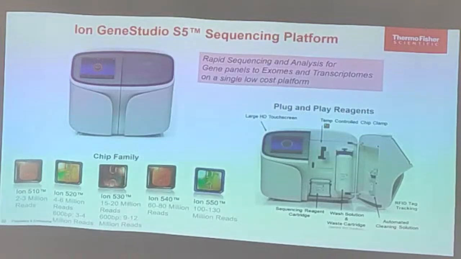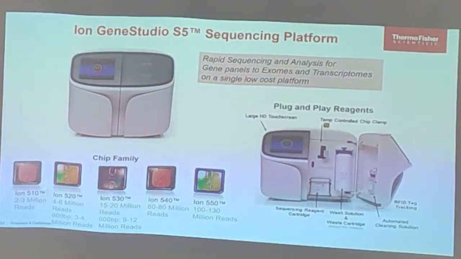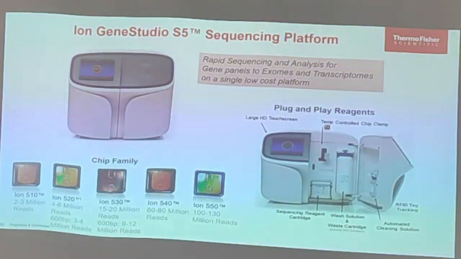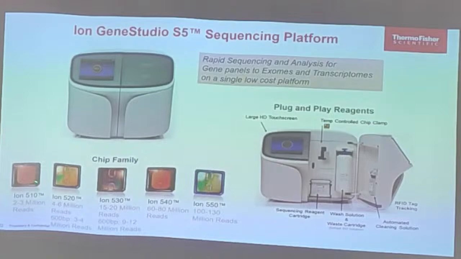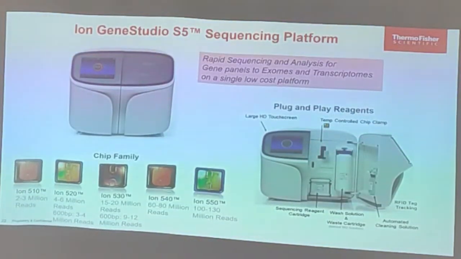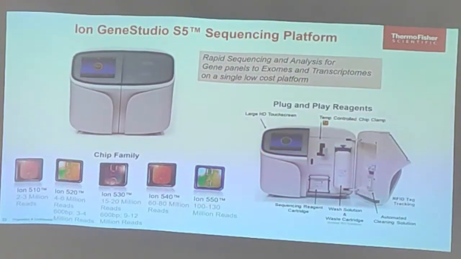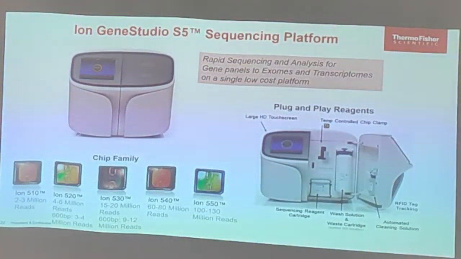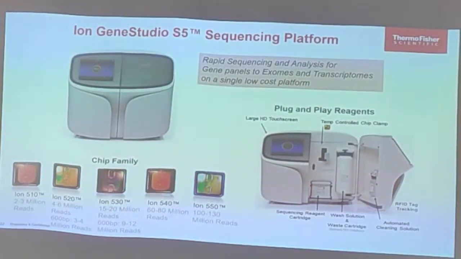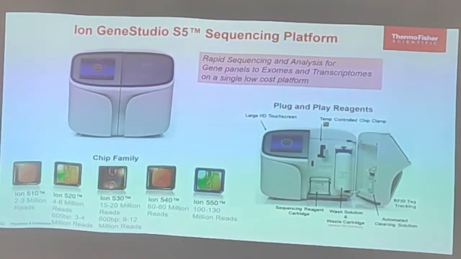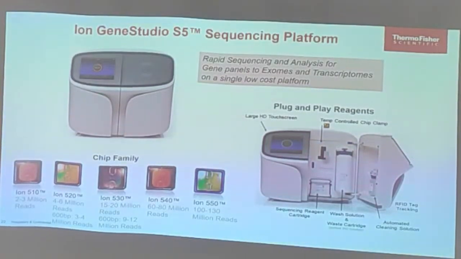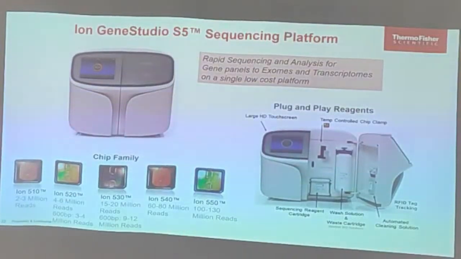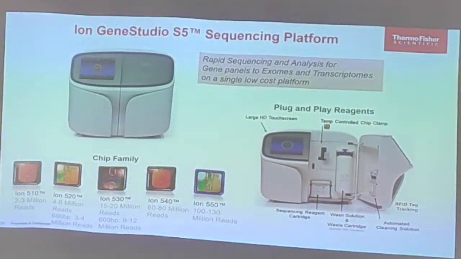This is how the instrument looks inside of the equipment. These are the different chips. Depending on the output, the read length, and the output you require, you can use different chips. One instrument is sufficient to use multiple types of chips. This is the advantage of our S5 sequencer. Right now we're using 510, 530. We'll be using 530. That is sufficient for metagenomics and also small genomes.